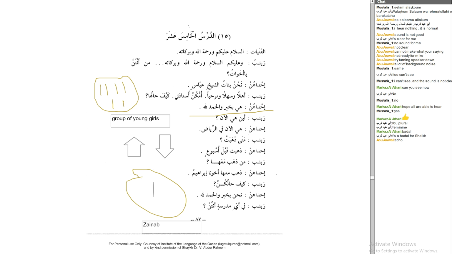Then she asks, kayfa haluha? So my question to the brothers now is, this dhamir, which is ha, in kayfa haluha, who or what does it go back to?